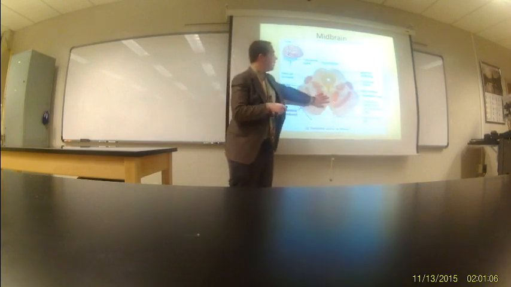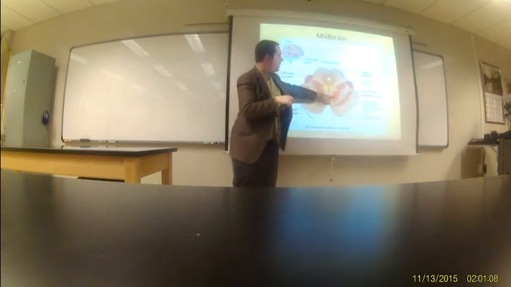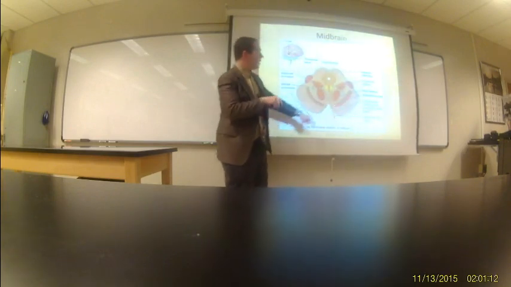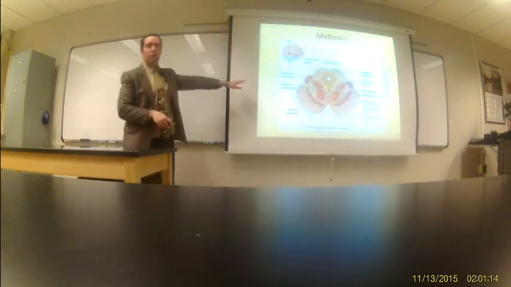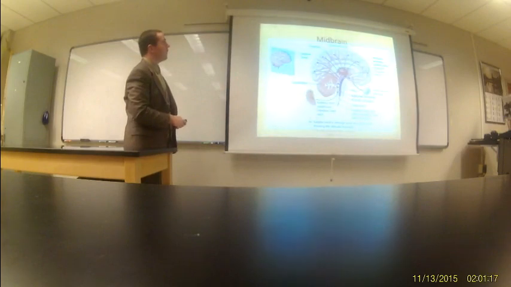I don't need you to get too much out of here, but you can see a red nucleus is red, substantia nigra is a darker color. Don't worry too much about that diagram.